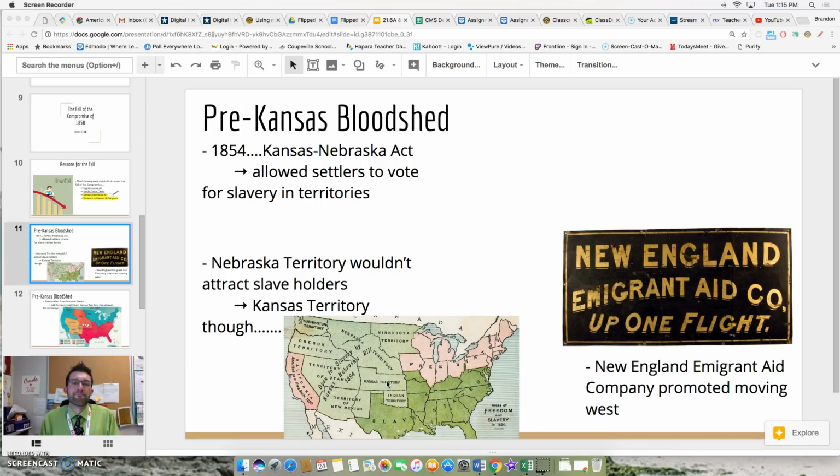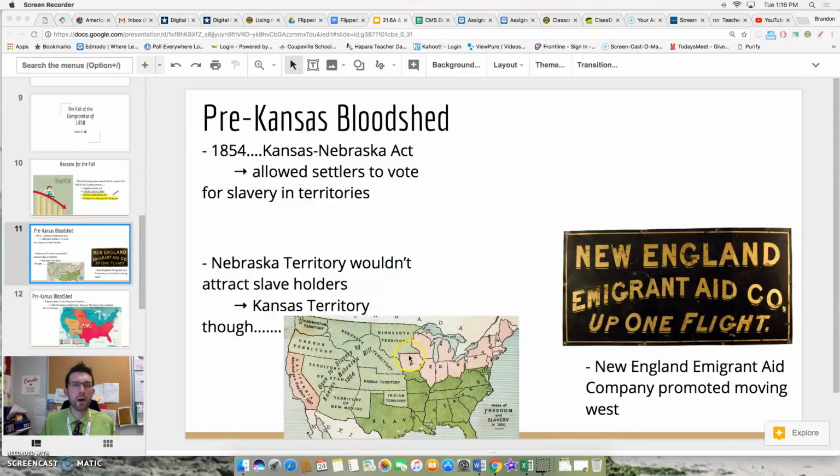Now here's the deal. Nebraska's way up north. Everyone knew they were probably going to vote for freedom to get rid of slavery. Because look, there's all these free territories and free states by them. Kansas is and was a different story. Kansas was surrounded by slave states down here, slave territories here, but also by free states and free territories. So it became kind of this battleground.